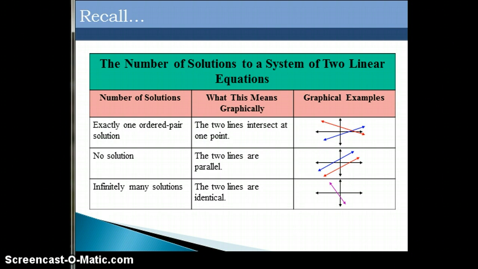Or a system might be made up of two lines that are actually the same line. You can think of it as a line on top of itself, which means the lines share infinitely many points. Thus, this kind of system has infinitely many solutions. Let's look at how to determine that you have one of the last two scenarios when using the addition method to solve a system.